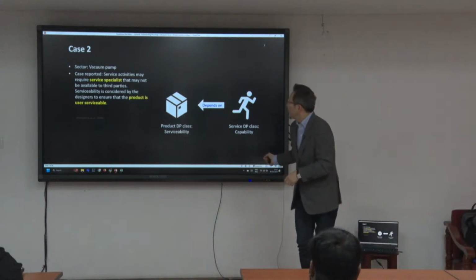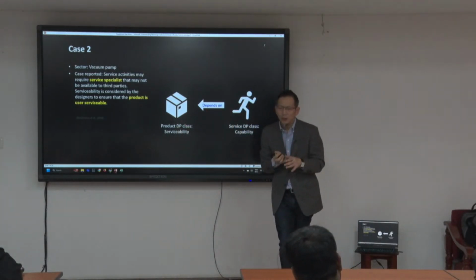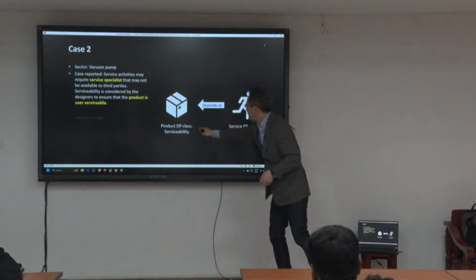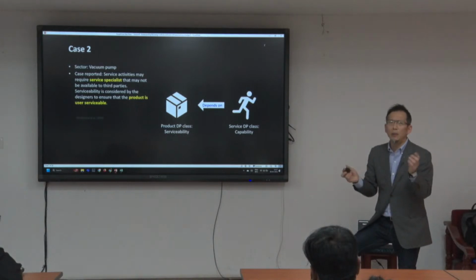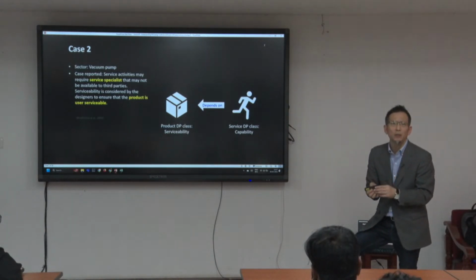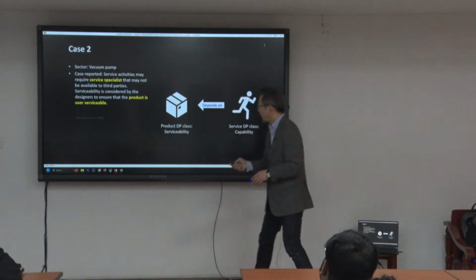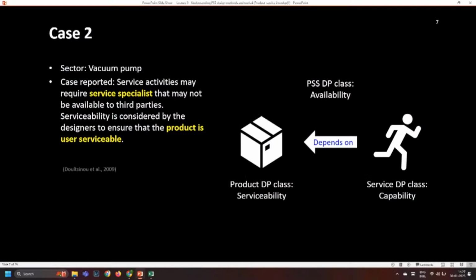For example, if a product is designed in such a way that every user can inspect and repair and so on, then the capability required for the services is low. One example is exchanging batteries. That can be done by every layperson. And so the capability of the service technicians depends on the serviceability of the product, right? And in this case, making a good balance between the two contributes to the product service system design parameter availability, right? Okay.